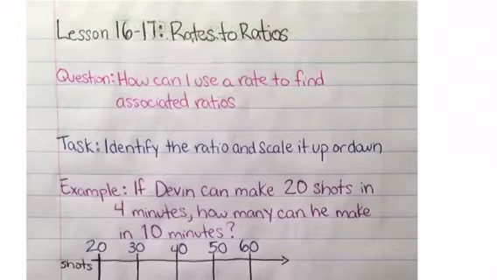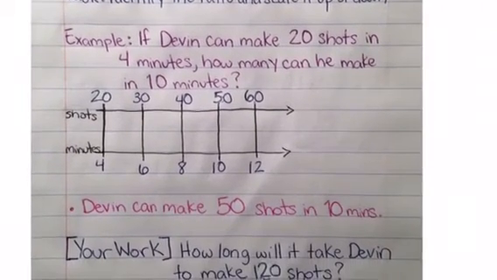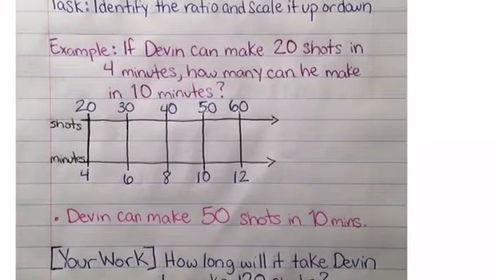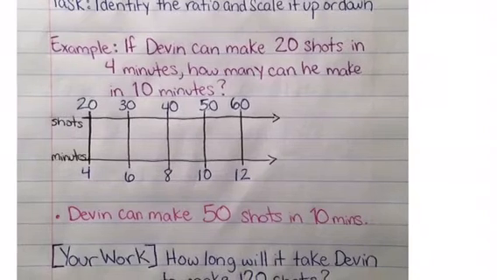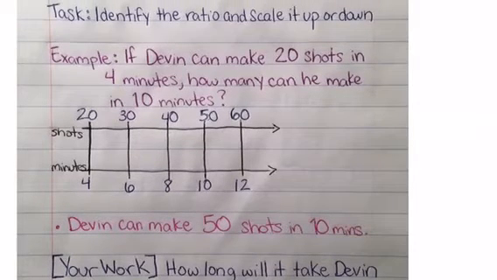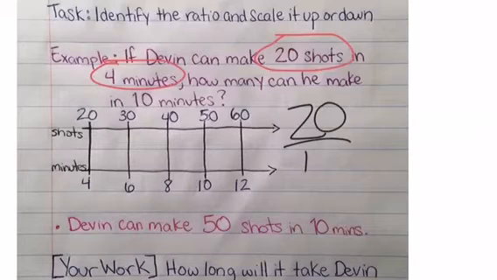So our example here is talking about a young man named Devin. Devin likes to play basketball. So if Devin can make 20 shots in 4 minutes, how many can he make in 10 minutes? If we're looking at our task here, it says identify the ratio. Okay, so let's go ahead and do that. We can identify our ratio as 20 shots in 4 minutes. So our ratio here is going to be 20 to 4.